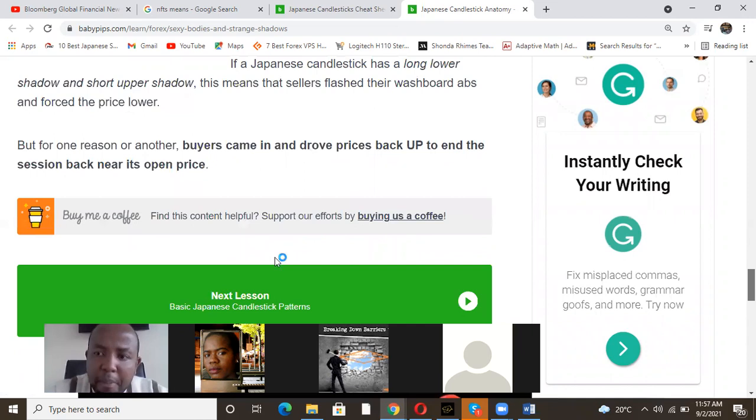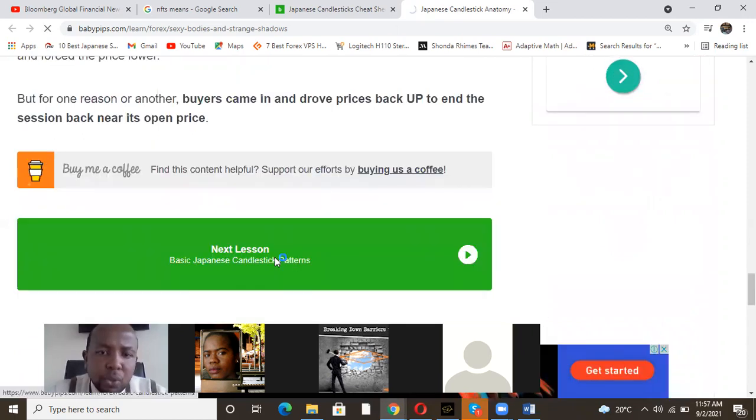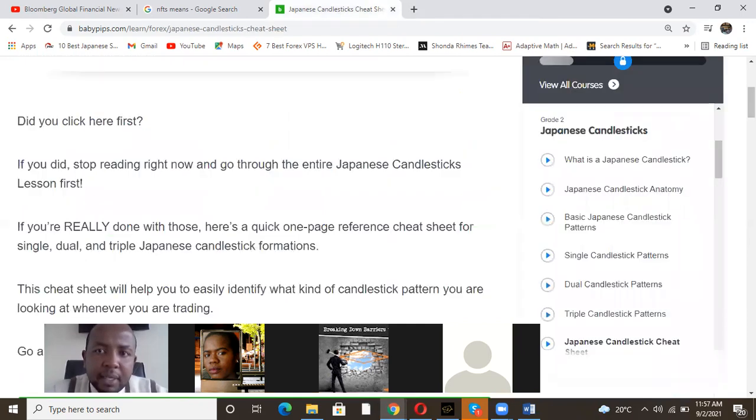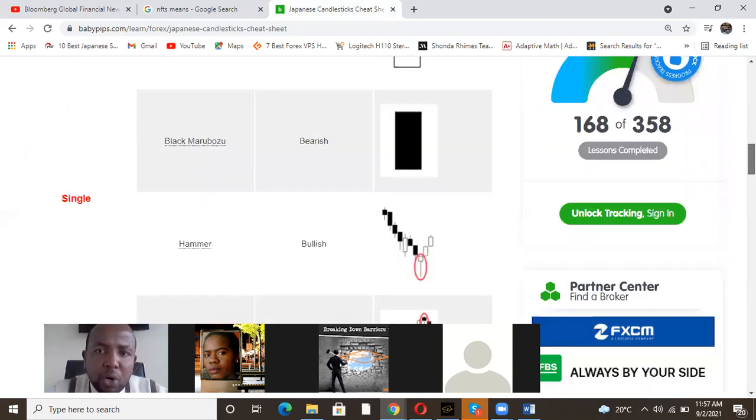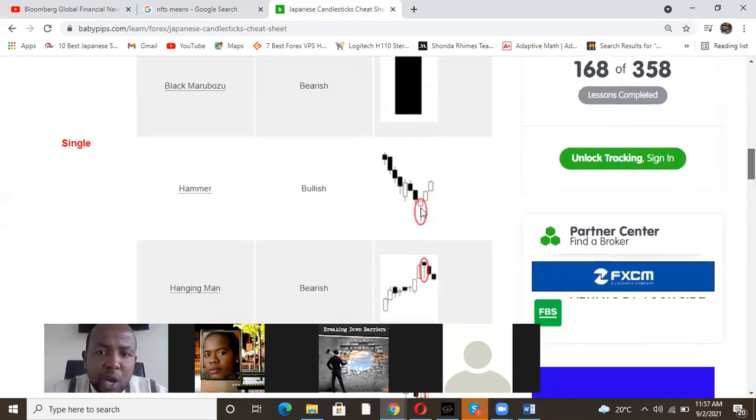So let's now go to the basics. On the basics now, I'm just going to show you the examples because of our time. At least you know either it's longer or short. So here they are. This is the spike I was talking about. This means that the sellers pushed the price down, then the buyers flexed back and pushed the price up. So this spike means the buyers took control. Same case with this one.